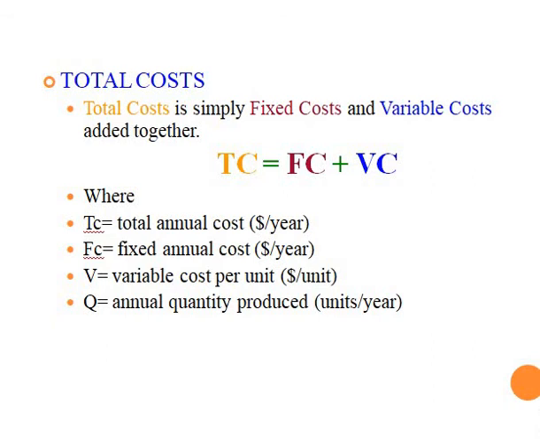So I need to be aware of these terms. TC is the total annual cost, dollars per year. FC is the fixed annual cost, dollars per year. V is the variable cost per unit. For the unit that I'm producing, I want to see what its related variable cost is. Then I will have to calculate the overall quantity produced in order to calculate the variable cost.